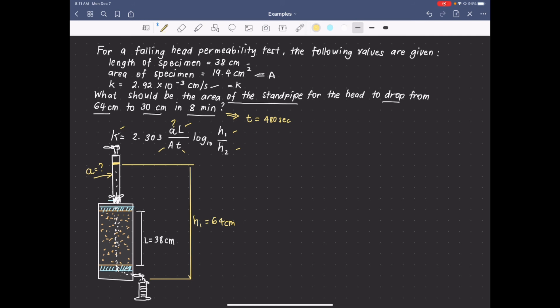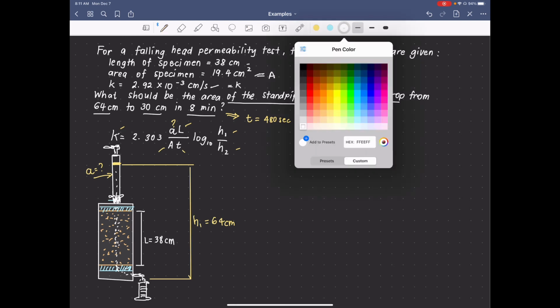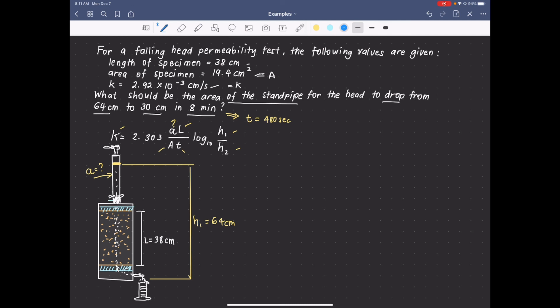Now, we have to stop water from flowing from the faucet and allow the water, from this height, from 64 cm, to flow down to a certain height within 8 minutes. So say after 8 minutes, from this point, water goes down to this level in our standpipe.